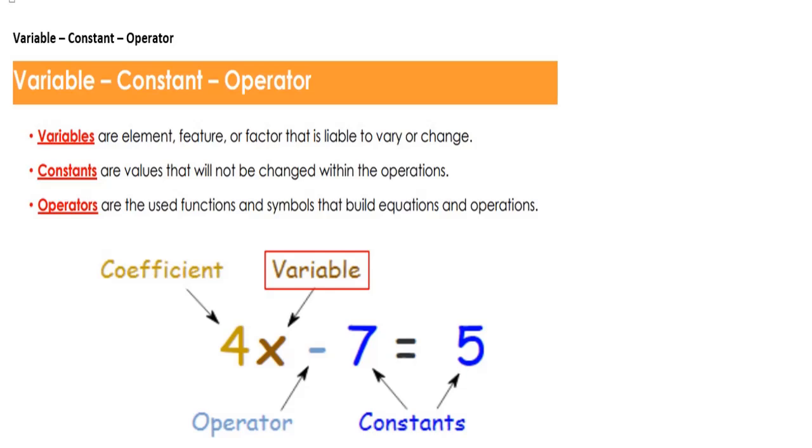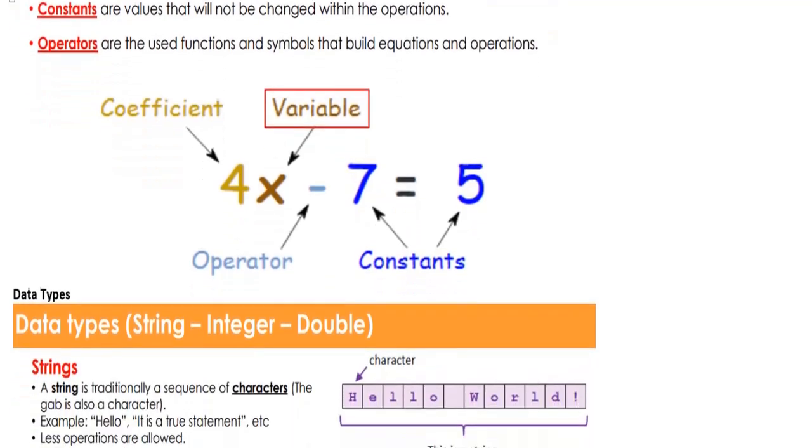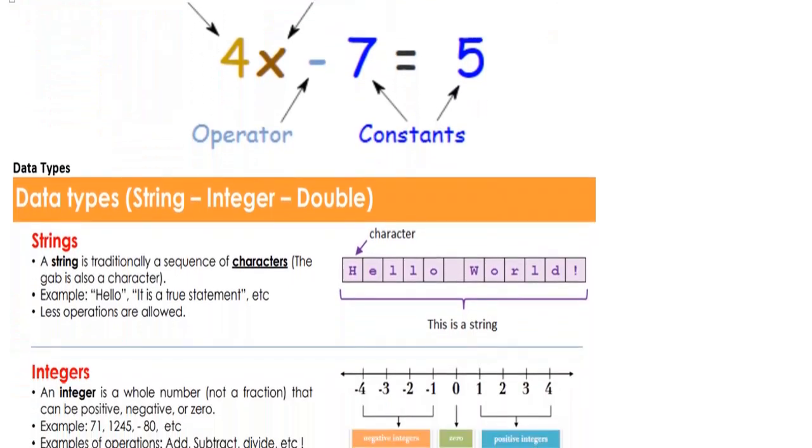Example: 4x minus 7 equals 5. X is a variable, while 7 and 5 are constants, and the minus is the operator. Okay, the minus sign or symbol is the operator. Now we need to know data types.